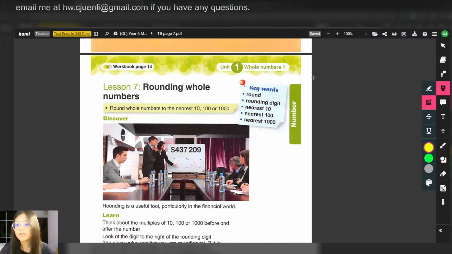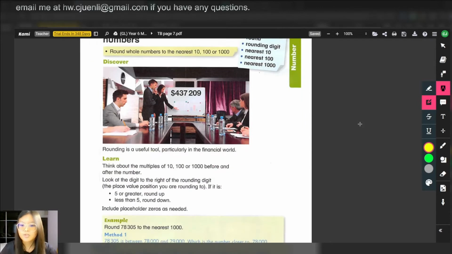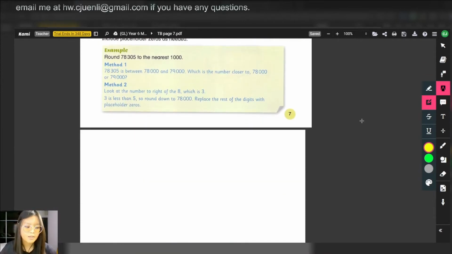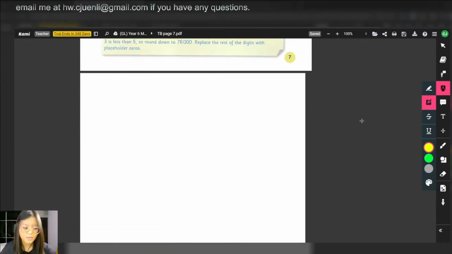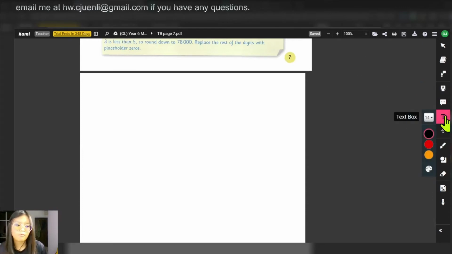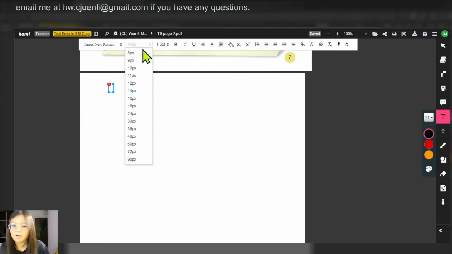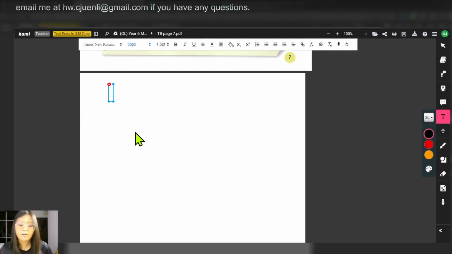So we're going to write down some notes based on rounding whole numbers this time. Some of you may think that this is easy. Some of you may think that it is a bit tough to understand, right? So first thing first, let us write down in your notebook over here, rounding whole numbers.